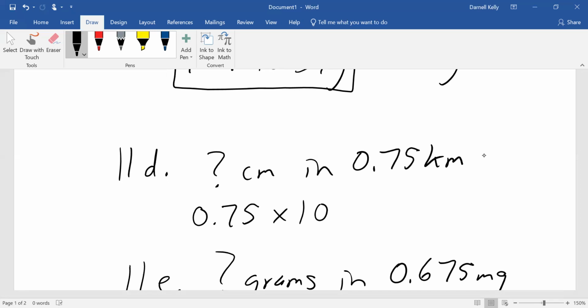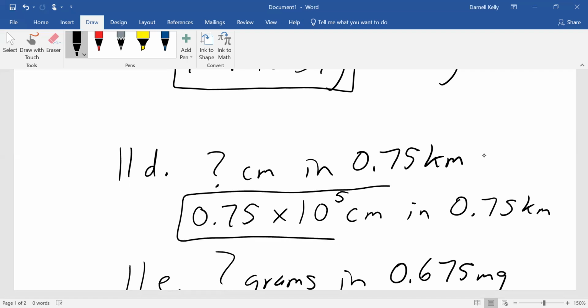So 0.75 times 10 to the 5th centimeters in 0.75 kilometers. So again, 5 powers of 10 to the right, which is why it's positive, separate centimeters from kilometers. In this case, 0.75 kilometers. So 0.75 times 10 to the 5th centimeters in 0.75 kilometers.